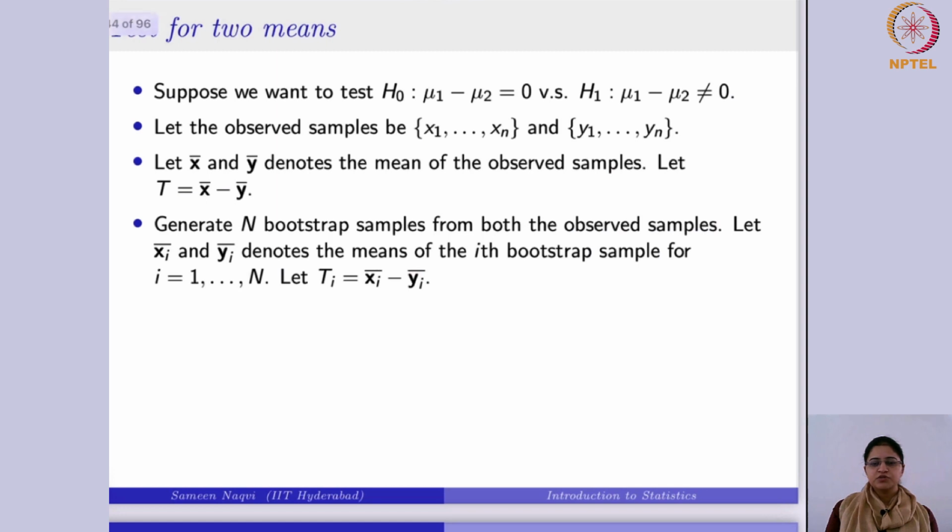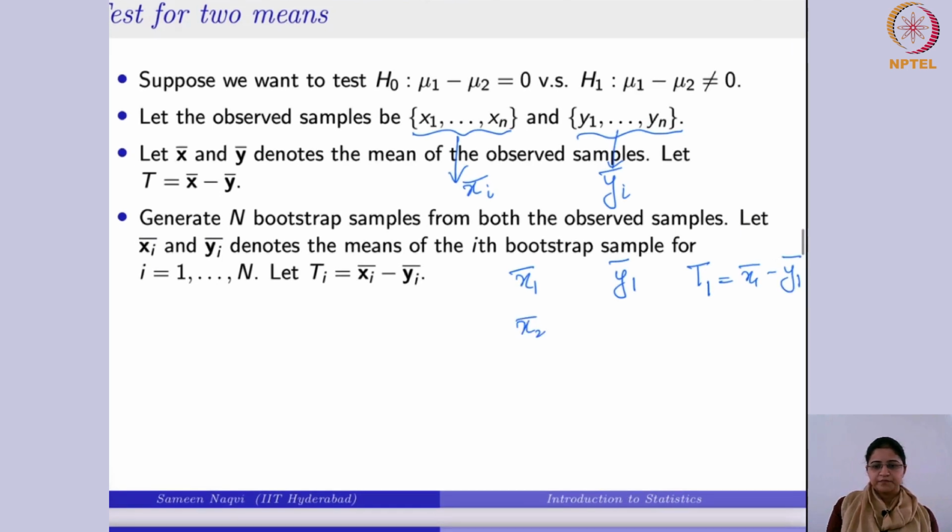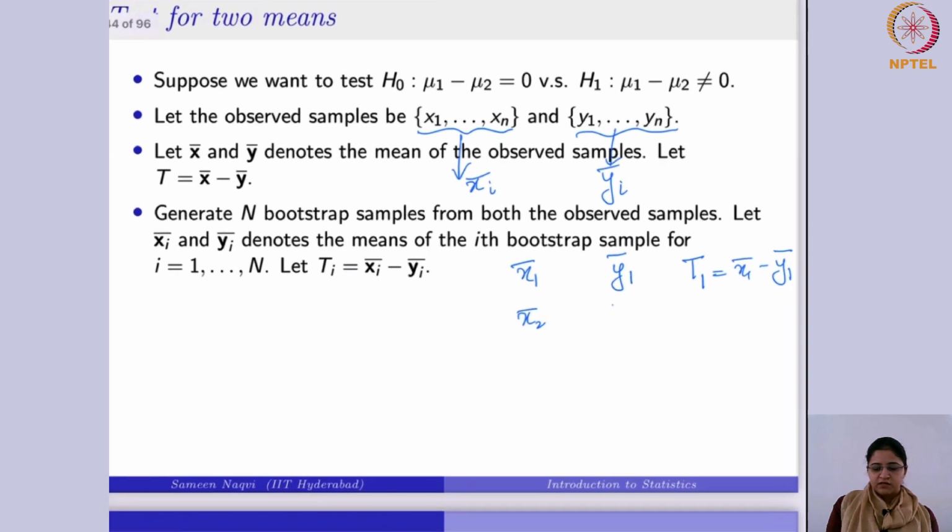Now you can generate bootstrap samples from both the observed samples. From this one you will start taking different bootstrap samples, and from here also you will take. Whatever comes from here will be denoted by xi bars, and these ones by yi bars. So if x1 bar is found for the first bootstrap sample and y1 bar, you will get your t1, the first bootstrap statistic. So t1 would be x1 bar minus y1 bar. Likewise, you will obtain the second one, and it will be y2 bar. Again, t2 would be x2 bar minus y2 bar.